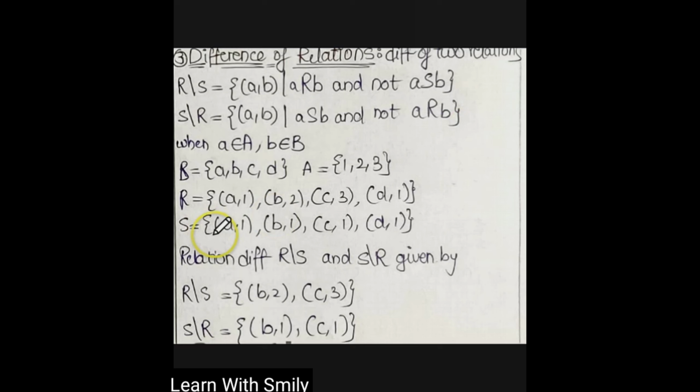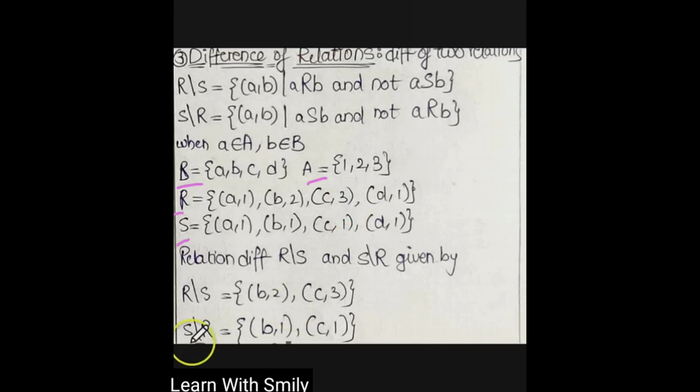Okay, so let us take a quick example of set A and set B, and we are taking two relations, relation R and relation S, with these examples. So R difference S will be the elements which are in R but not belonging to S. Here A comma 1 is belonging to S also, right, and D comma 1 also. So the difference will be B comma 2 and C comma 3.